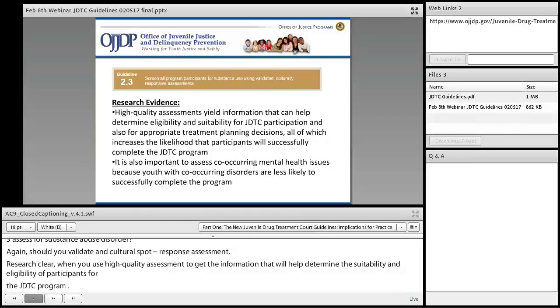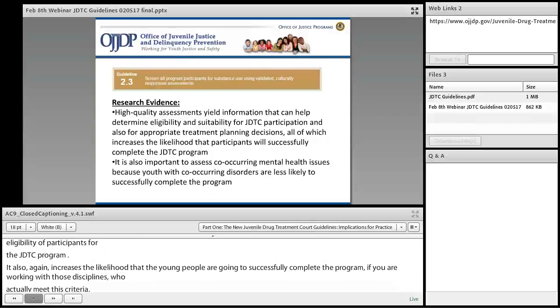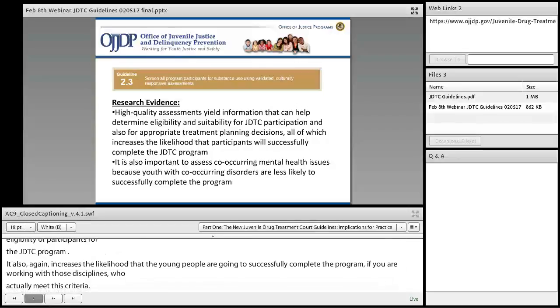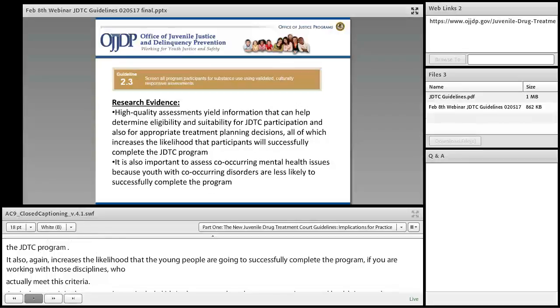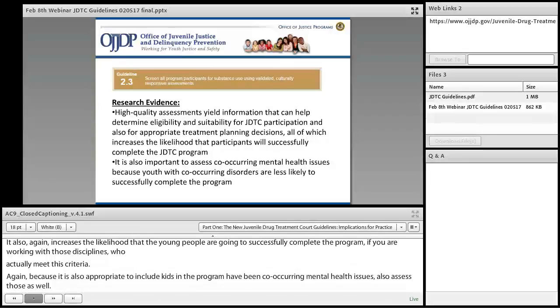criteria. And again, because it's also appropriate to include kids in the program that have co-occurring mental health issues, you want to also assess those as well. And there are a number of screening tools available that can help you assess for substance use disorder and also the co-occurring mental health issues.